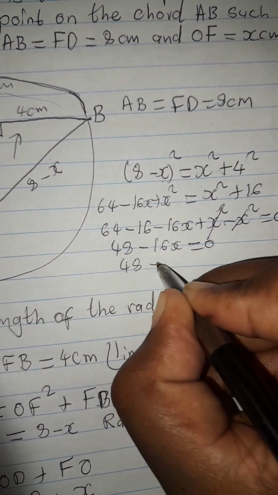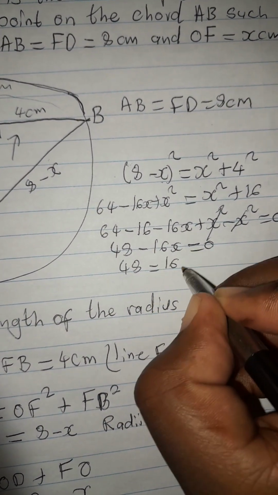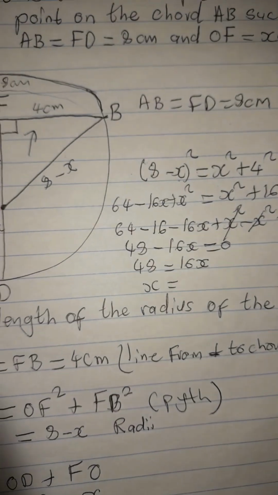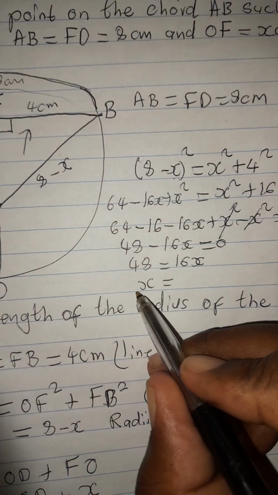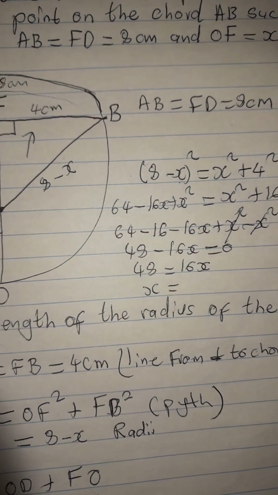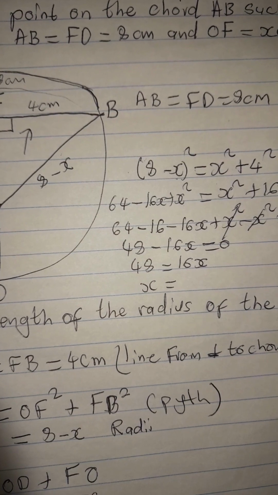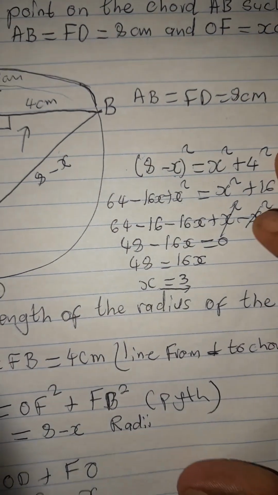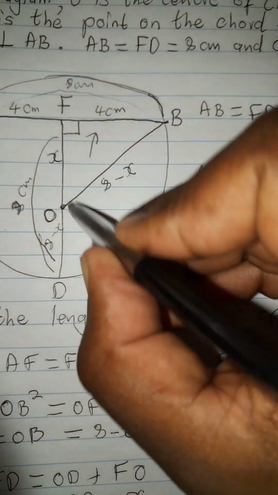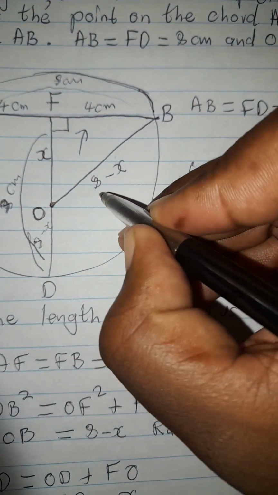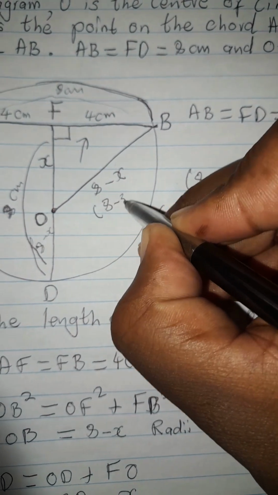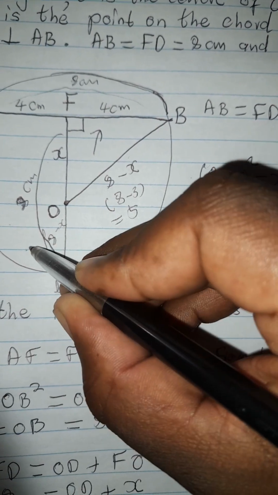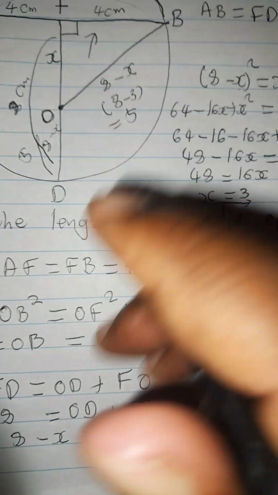So we need to solve for x. We are not done. Take 16x to the other side, it becomes positive. Then we divide both sides by 16. 16 divided by 16 gives x, and 48 divided by 16 is 3. So x is equal to 3. That makes the length of the radius 8 minus 3, which is 5. So what is the length of the radius?